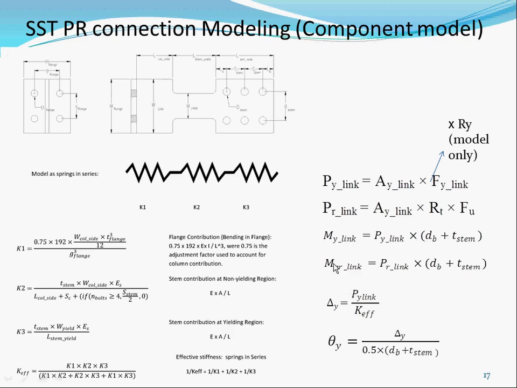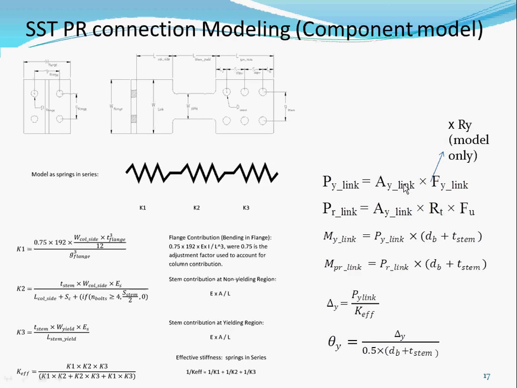And how you relate them is, well, the Py calculation is just the Ay of the link times the Ry times the Fy. The Ppr is this equation that I showed before, maybe you haven't seen it: Ay times Rt times Fu. And then My is just the Py of the link times the lever arm, the db plus this. So db is the beam depth. That's the axial force. When you're doing it, it's force times distance. That's your arm. So that's the My.